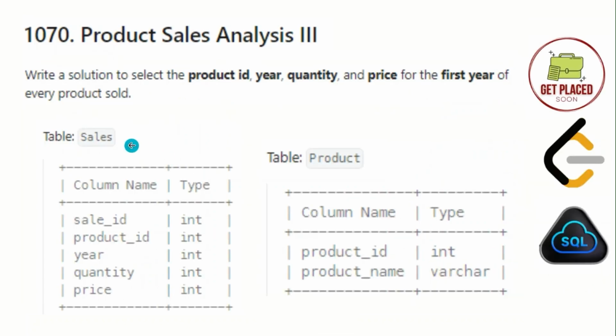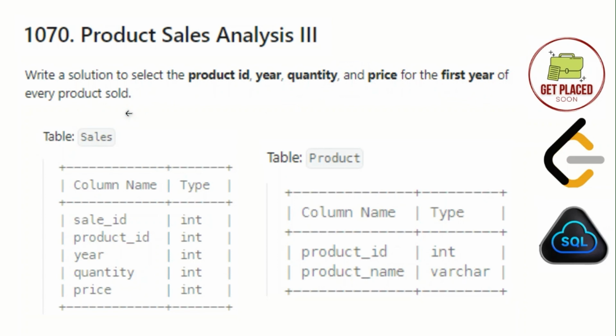In this question, you can see there are 2 tables, the sales table and the product table. The common column between these two is the product ID column. The product table consists of the product ID and product name, but the sales table consists of all the details like the year the product came, the quantity, price, everything. So we are supposed to write a solution to select these 4 details for the first year of every product sold.